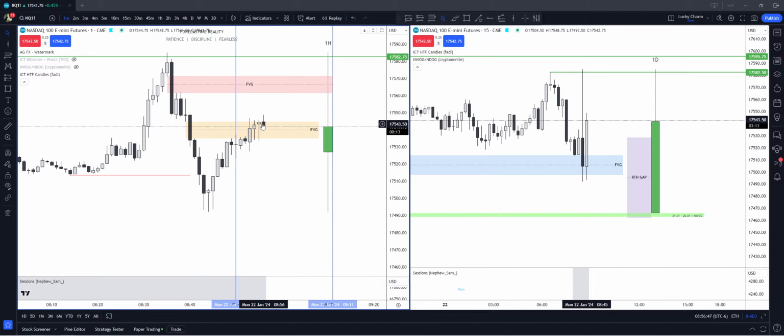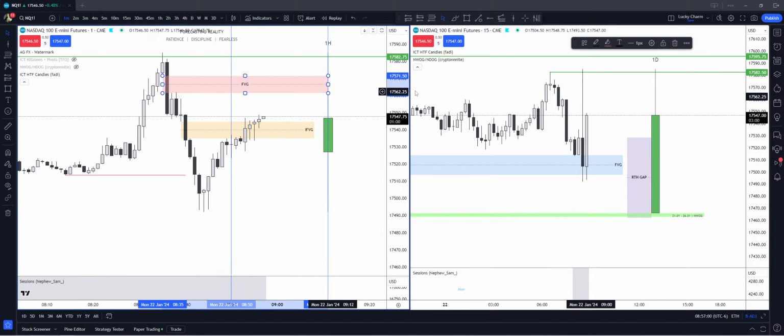So we haven't yet closed above it. We've wicked above this fair value gap in here, but we have not closed above it, so you can't treat it as an inversion just yet. It's just something that I'm looking at as a potential. And then do we draw up into this premium SIBI here?